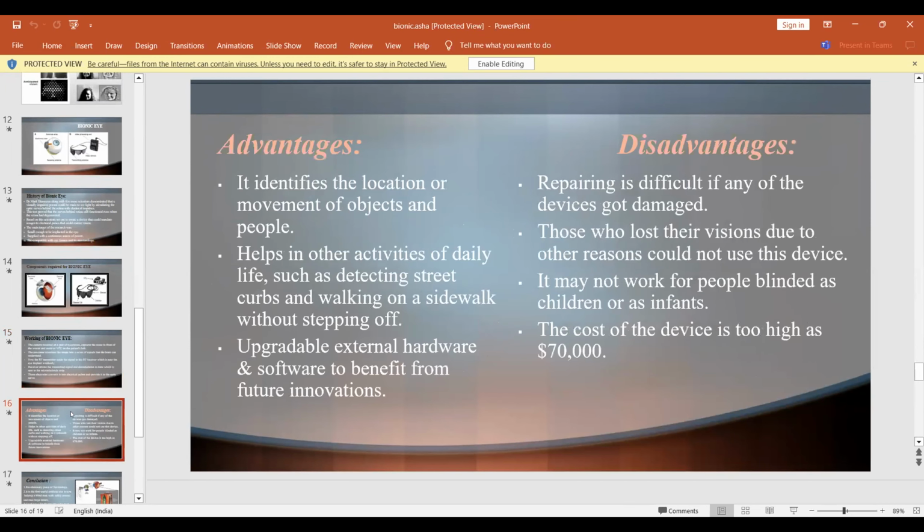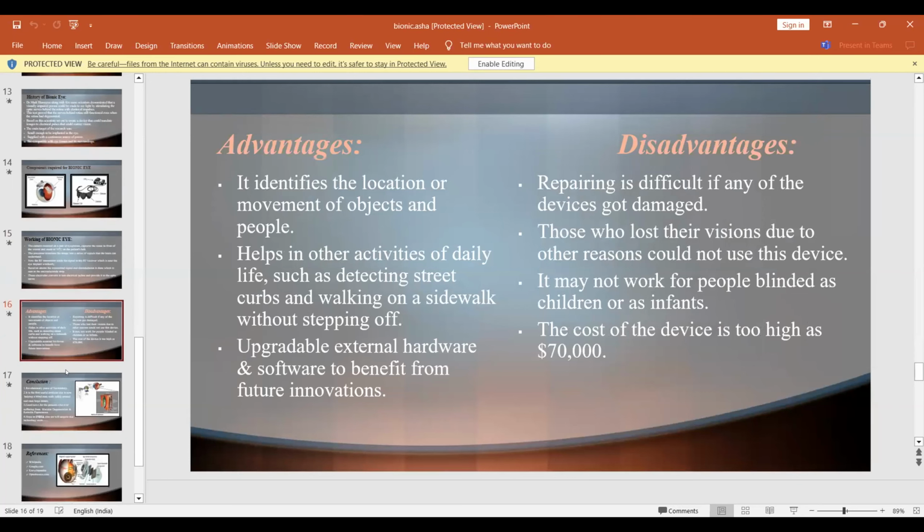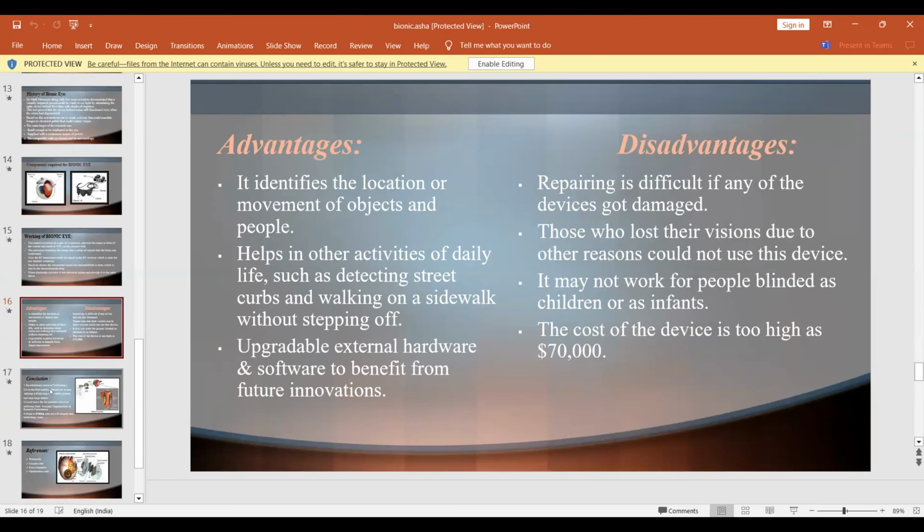There will be some advantages and disadvantages too. Most probably it contains only advantages. The disadvantage is the cost problem to obtain this technique. It will be so costly that it cannot be afforded by poor people.